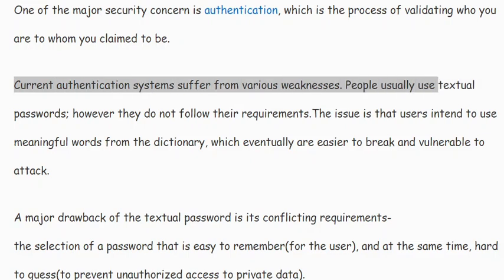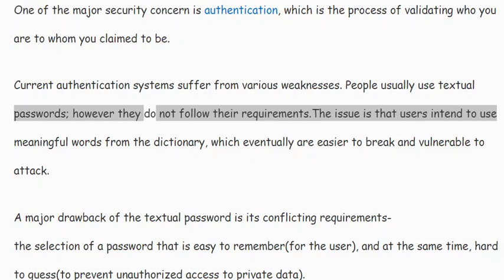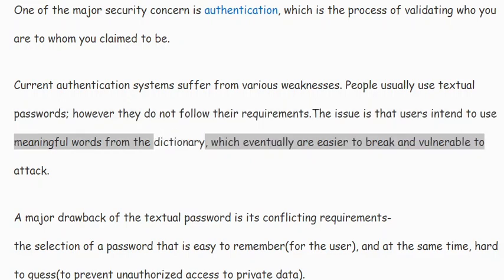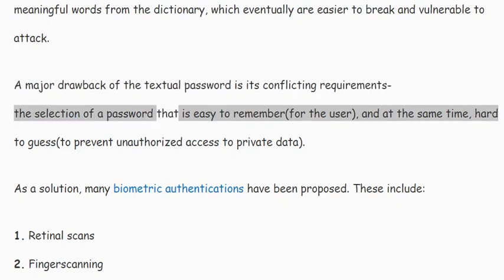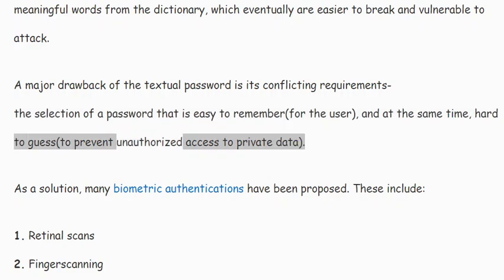People usually use textual passwords. However, they do not follow their requirements. The issue is that users intend to use meaningful words from the dictionary, which eventually are easier to break and vulnerable to attack. A major drawback of the textual password is its conflicting requirements. The selection of a password that is easy to remember for the user and at the same time hard to guess to prevent unauthorized access to private data.